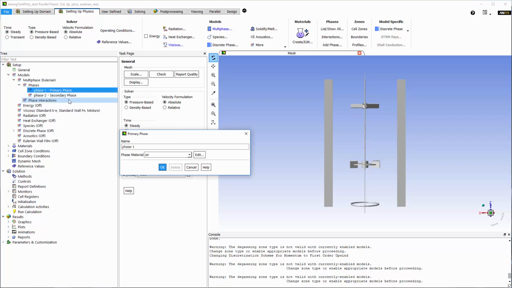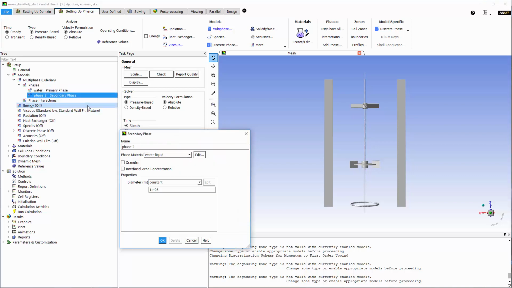I'll describe the primary phase, which is the bulk fluid, as liquid water. The secondary phase is gaseous air. When the air enters the reactor, bubbles are formed. The size of these bubbles, which is related to the size of the inlet holes in the real reactor, is entered here. In this example, the hole diameter is 1 mm, so I'll assume a bubble diameter of 1.5 mm.